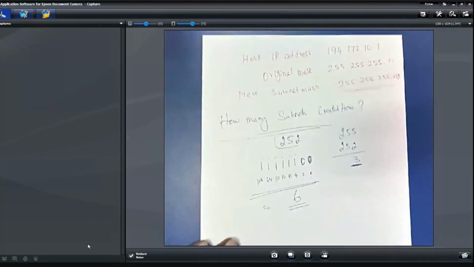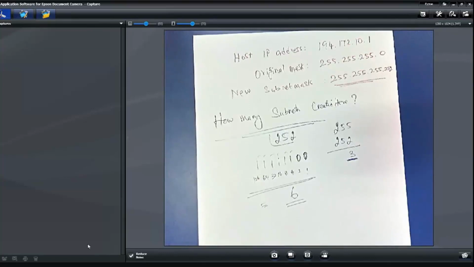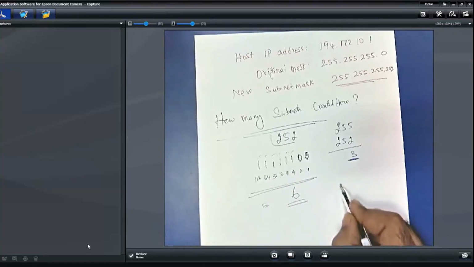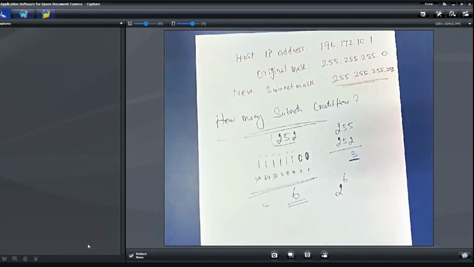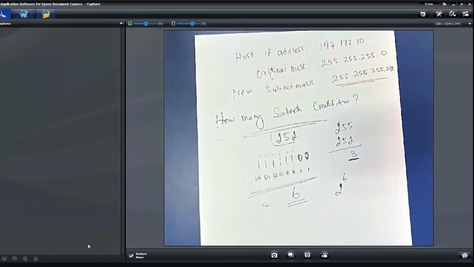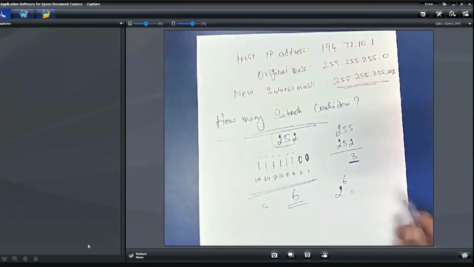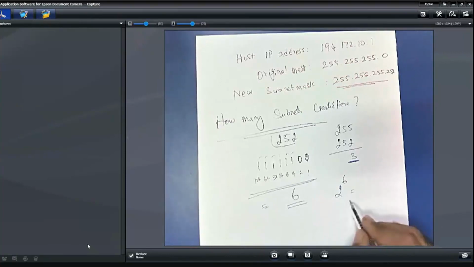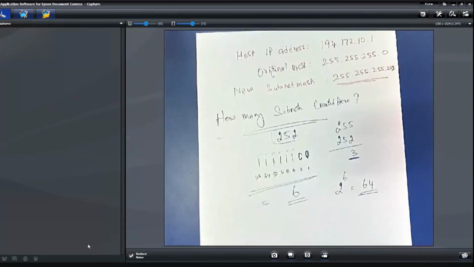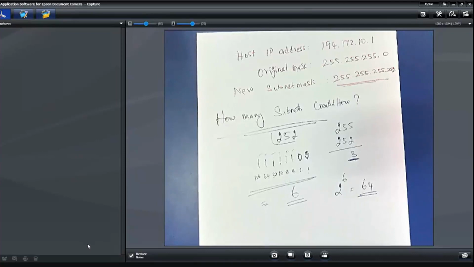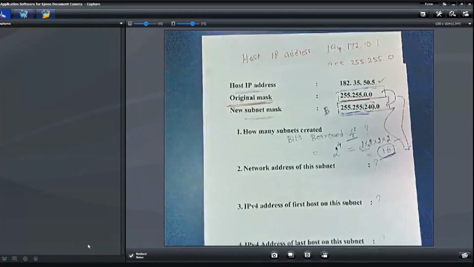How many subnets can we create here? 2 to the power of 6 subnets are created here. 2 to the power of 6 is going to be 64. So 64 subnets created in this case. Very good. Now I go to the previous problem.